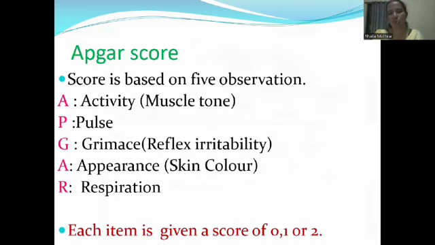What is the Apgar score? The Apgar score has 5 observations. As you can see in the slide, A stands for activity, which indicates the muscle tone of the baby. P for pulse rate, which is the heart rate in the newborn. G for grimace, which shows the reflex irritability. A for appearance, which shows the skin color, and R for respiration. Each item is given a score of 0, 1, or 2, respectively.